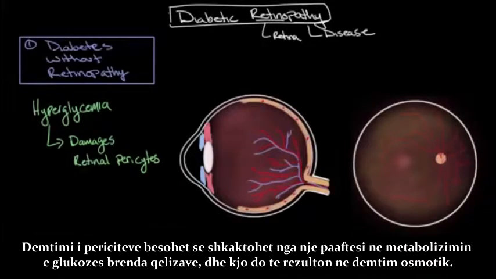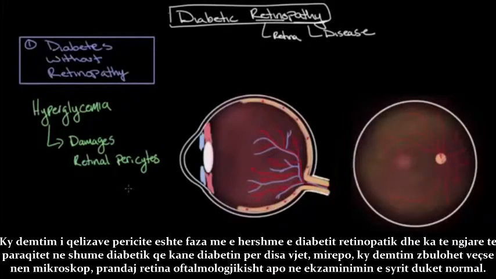And the damage to these pericytes is believed to be caused by an inability to properly metabolize the glucose within these cells, and then this results in osmotic damage. Now, this damage to the retinal pericytes is the earliest stage of diabetic retinopathy, and it's likely present in many, if not most, individuals who have had diabetes for at least a few years.